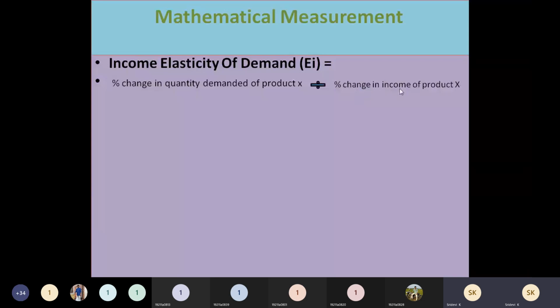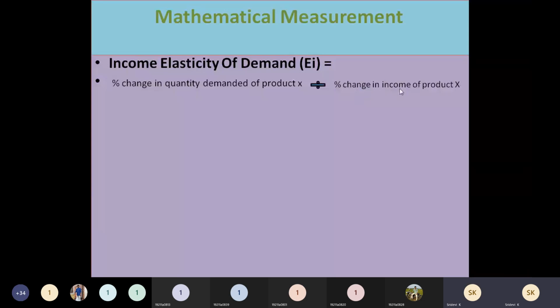Instead of product X here, you take it as consumer. I need to change that. The percentage change in income of consumer, you have to write that. Same thing here: EI is equal to percentage change in QX divided by percentage change in I. Instead of P, you take it as I.